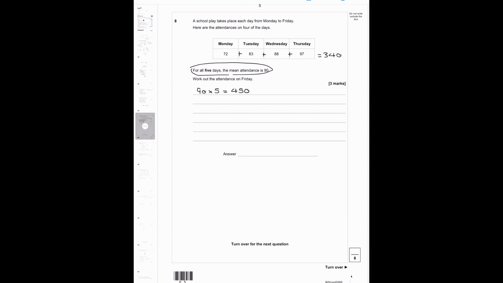The difference between the amount that we have so far and the amount that we know we get will give us how many attended on Friday. So 450 minus 340 gives 110. This means that 110 guests attended on Friday.